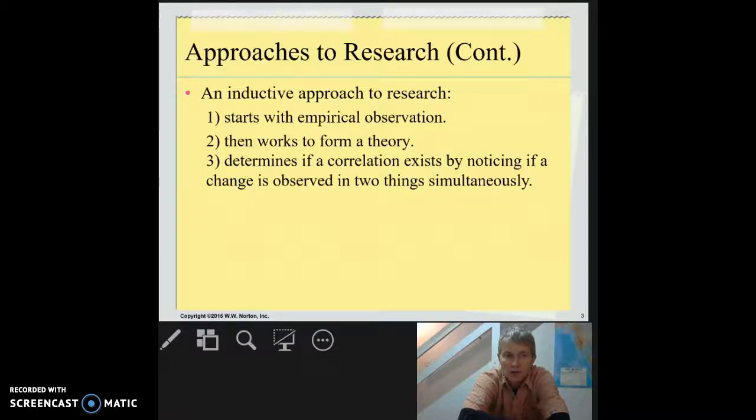This determines if the correlation exists by noticing if a change is observed in two things simultaneously. Does A cause B? Does A cause B cause C? So in this case, you notice that one of your friends is making more money than one of your other friends, even though they have similar jobs. You have no idea why this could be, but you're interested in figuring it out. So you think of all the differences between these two people. They're both females, they're from the same state, they like the same music, they work in the same area, but then you remember that one went to college and the other did not.